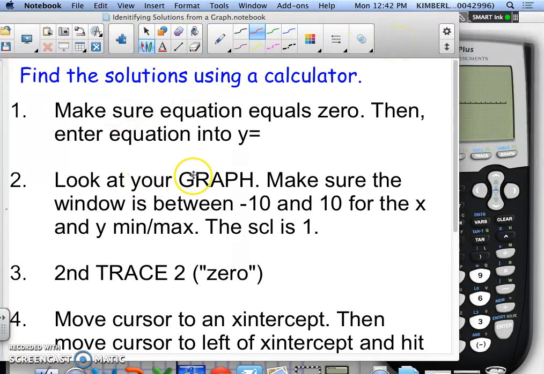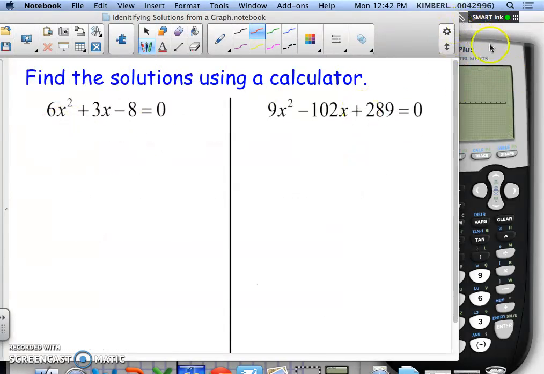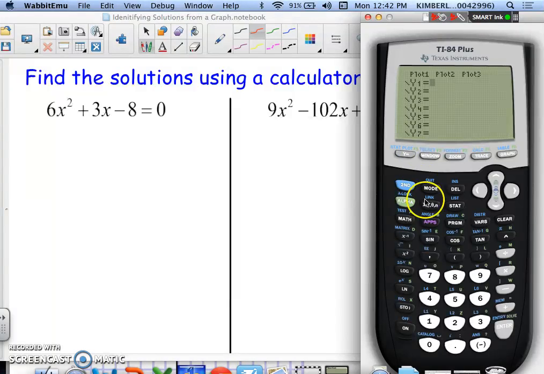The second step is to type it into y equals. So we're going to type this equation into y equals together. So I'm going to type a 6. The x is right here, and then the squared button is right here. So 3x squared plus 3x subtract 8. And you do not type in the equals 0, you just type in your equation.